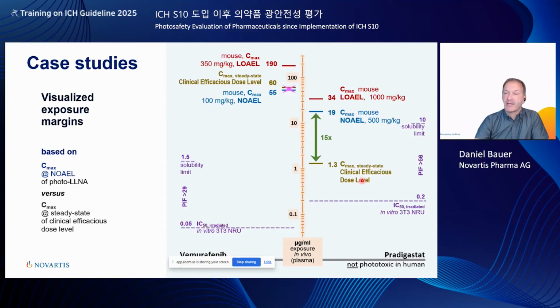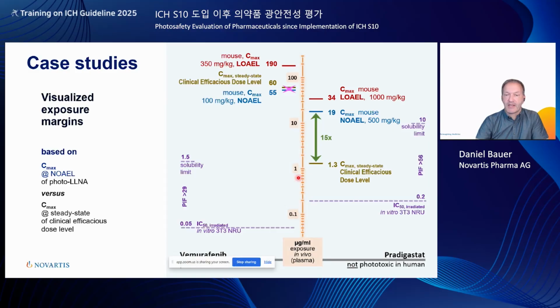And clinically, in the clinical photosensitivity study, which was the steady state of the highest clinical dose anticipated, we only reached 1.3 microgram per ml at Cmax in these patients. So this clinical dose was negative in patients, and we have a 50-fold margin to the NOAL, which is the negative dose in animals, and we have an even higher margin to the LOAL, the phototoxic dose in the animals.